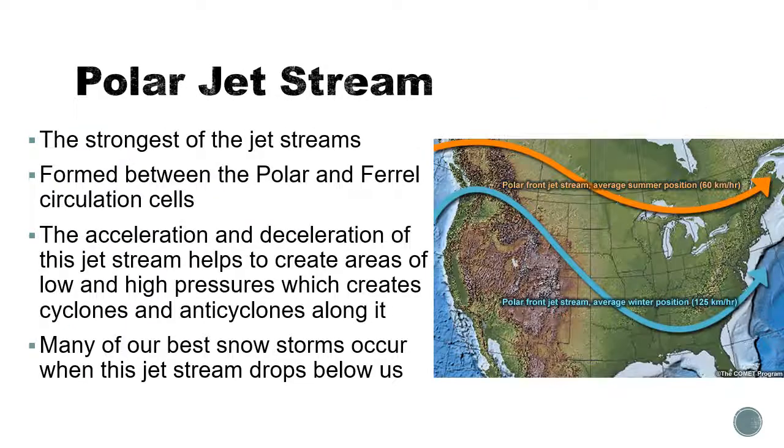Our polar jet stream, this is the strongest of the jet streams, and it's formed between our polar and Ferrel circulation cells. The acceleration and deceleration, or the speeding up and slowing down of this jet stream, helps to create areas of low and high pressures, which creates cyclones and anticyclones. Okay, so here's our polar jet stream right here. Okay. Many of our best snowstorms occur when this jet stream drops below us.